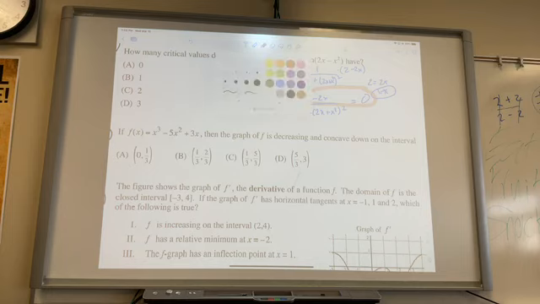Now, where does the bottom equal 0? Because those are also critical points. Yeah, because 1 plus something squared can never equal 0, right? 1 plus something squared, because then I'd be taking the square root of a negative, so never. So this has 1 critical point.